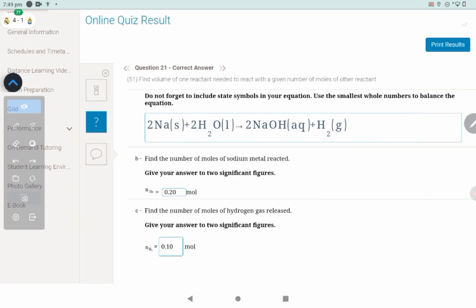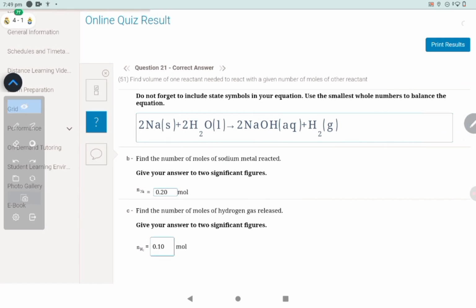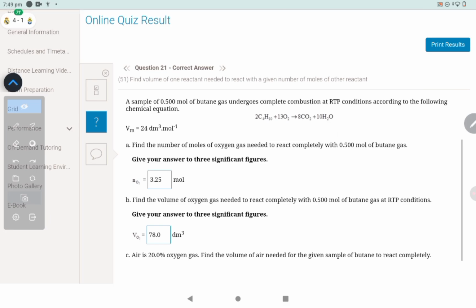Last one. A sample of 0.5 moles of butane gas undergoes complete combustion at RTP according to the following chemical equation. Okay, number of moles of oxygen gas needed to react completely with 0.5 moles of butane gas. Okay, we have the moles of butane gas. Now we need to find the number of moles of oxygen gas needed to react with 0.5 moles of butane gas.